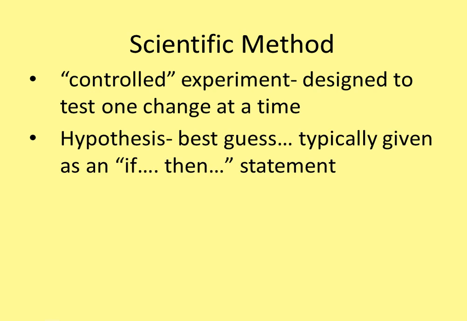At the beginning of the experiment, the scientists will typically make a hypothesis, which is their best guess. This is often given as an if-then statement. A sample hypothesis might be: if a plant receives 6 hours of sunlight per day, then it will grow taller than a plant that only receives 2 hours of sunlight per day. That would be a testable hypothesis that was my best guess about what results I expected from the experiment.